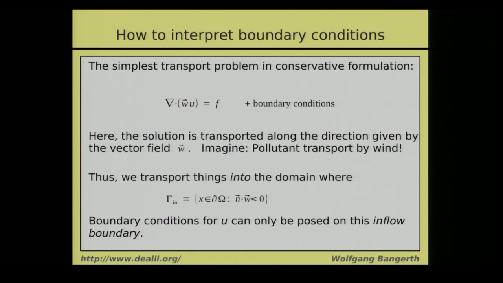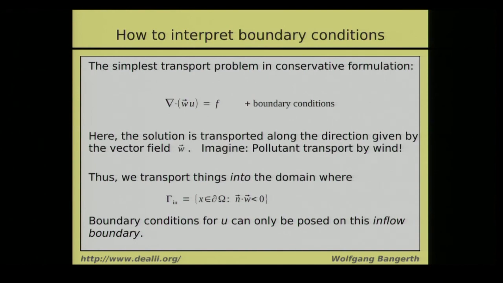If you think of this, it's quite clear, intuitively, that you can only pose boundary conditions in those places where something flows into my domain. Okay, so I'm sitting in Central Texas when I record these lectures. If I had a model that provides me with a wind field over Texas, then where along the boundary of Texas can I pose boundary conditions? Well, only where wind flows into Texas, let's say from the Gulf of Mexico.